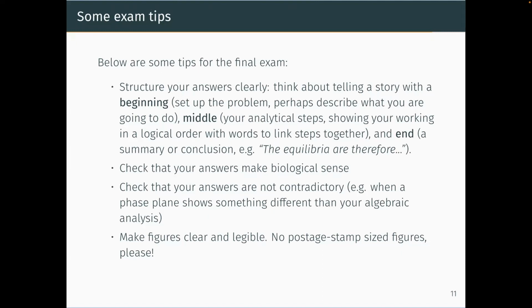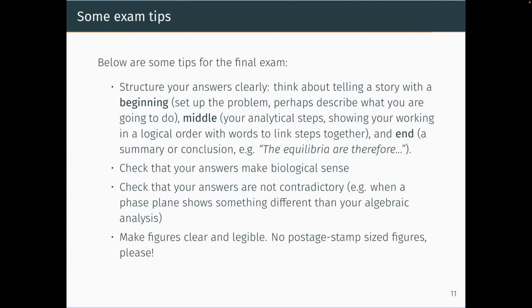Have a middle. This is where your analytic steps are showing your working. Make sure it's just like a story. It can't jump around all over the place. It needs to have a logical order. It's much easier to follow and give partial marks with a logical order. Use linking words, therefore, or, this is the equilibrium and now this, try and link those sections together like I do when I go through these worked examples. And then an end. Try and tie things together. If you found, say, 4 different equilibria, tie it all together at the end, and hence the equilibria are this, this, this, and this. So it's clear what your conclusion is. So try and think of that idea of a story when you structure your answers.